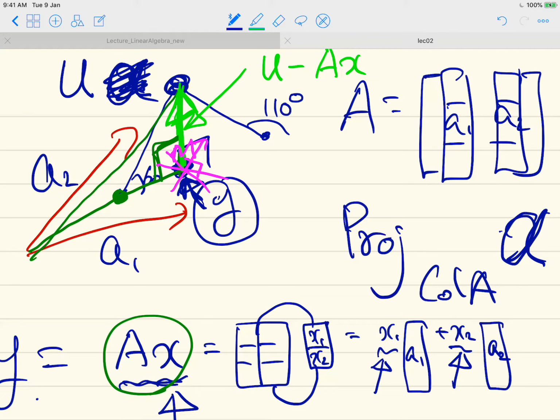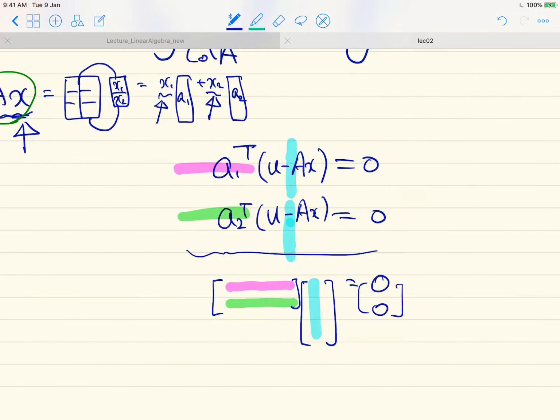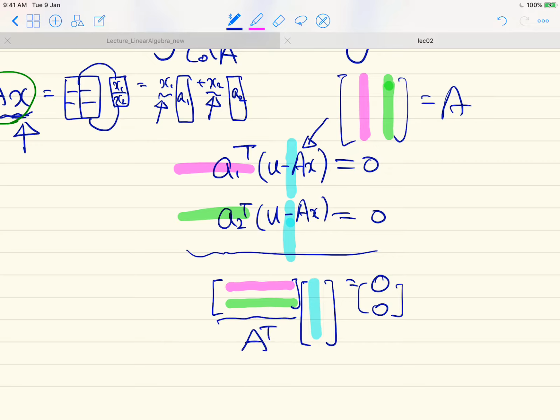So u can be any point, which is not necessarily on the plane, right? Okay, so what was A actually? By using the colorful representation, A is composed of these two columns, right? So this will be our A. And this guy is A transpose, because this matrix has rows as the columns of A, right?